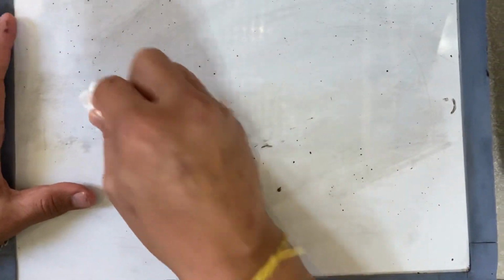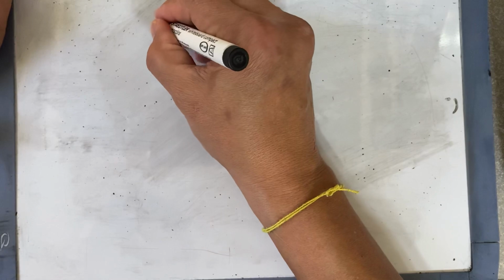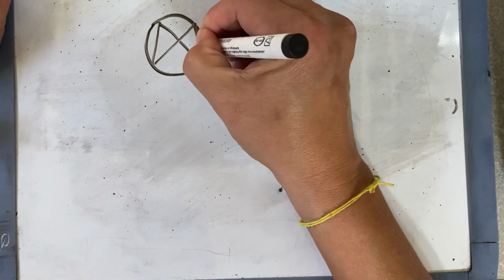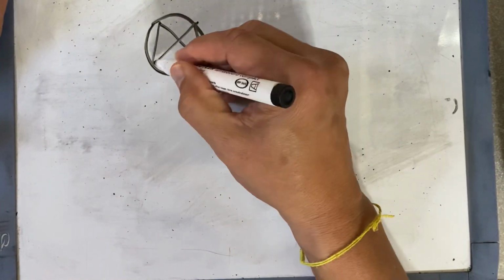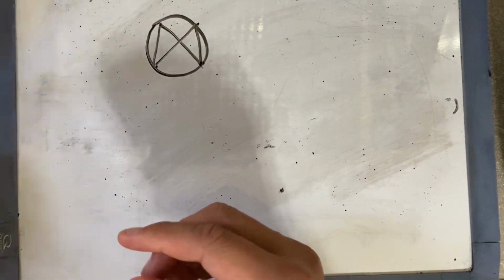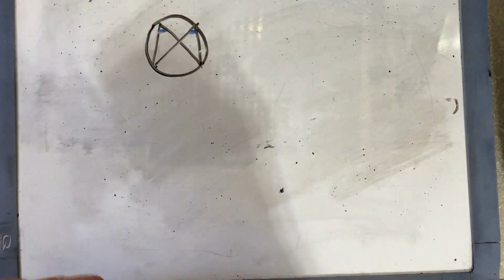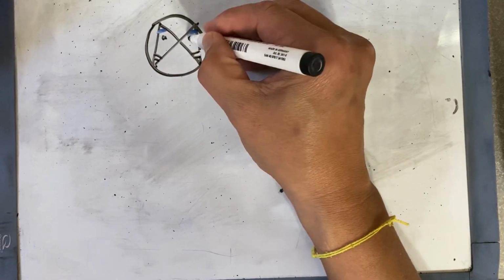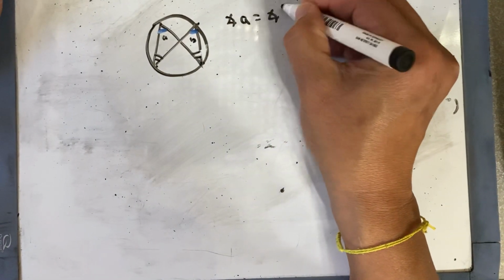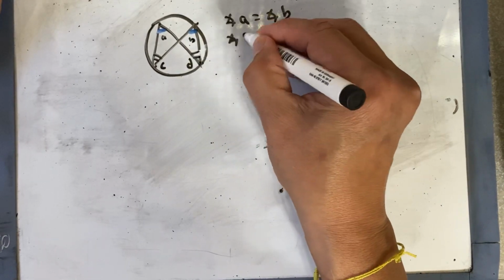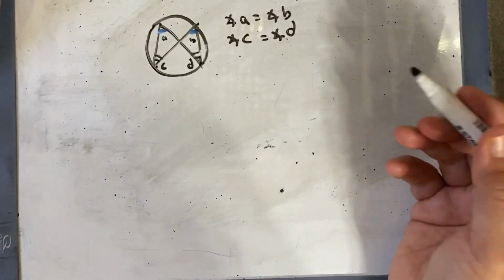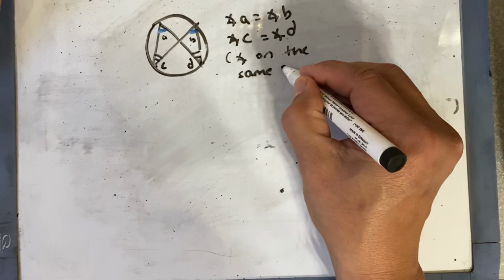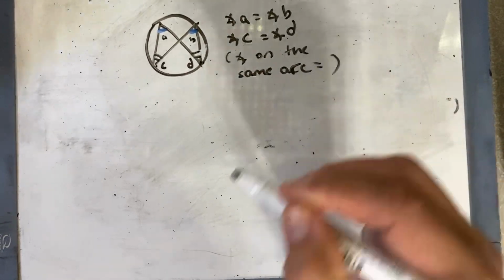Okay, the fourth theorem is quite easy. It looks like a form of a butterfly. If you have a circle and you have 2 points here, and all the points must touch the circumference, the angles at the top are the same, and the angles at the bottom are the same as each other. So angle A and angle B: angle A is equal to angle B, and at the bottom, C and D: angle C is also equal to angle D. The theorem states that angles on the same arc are equal to each other.